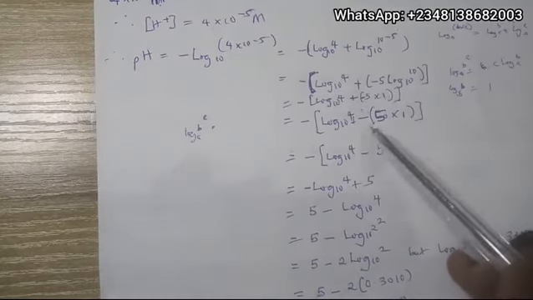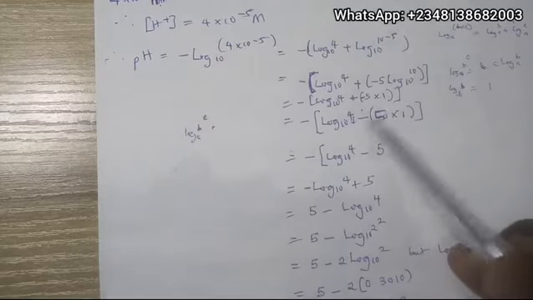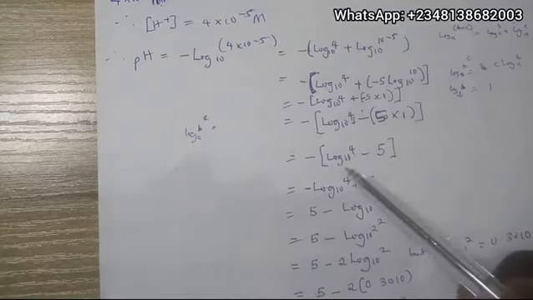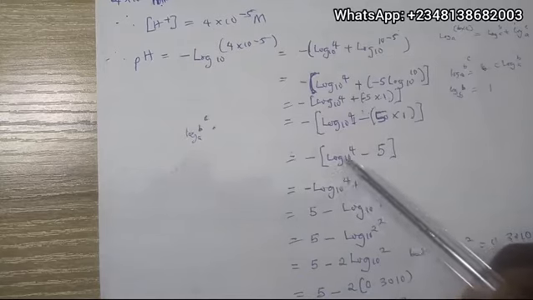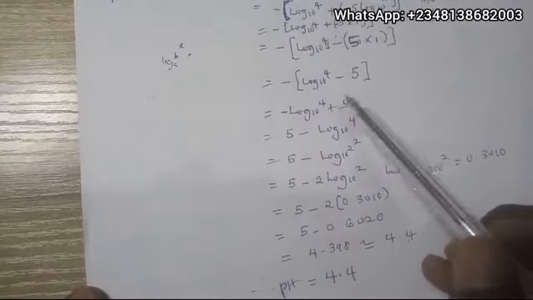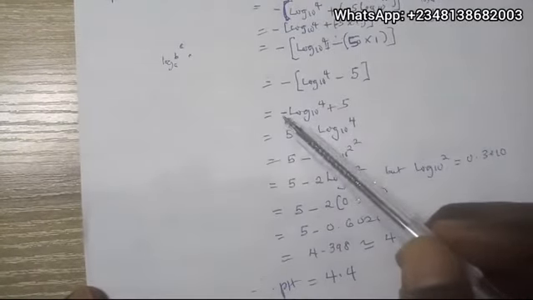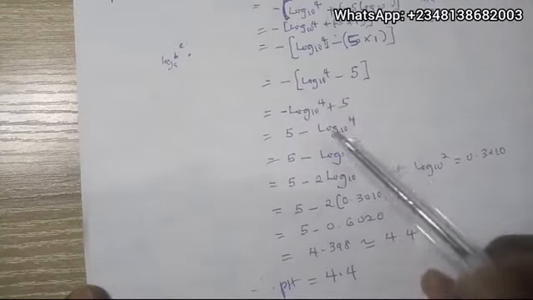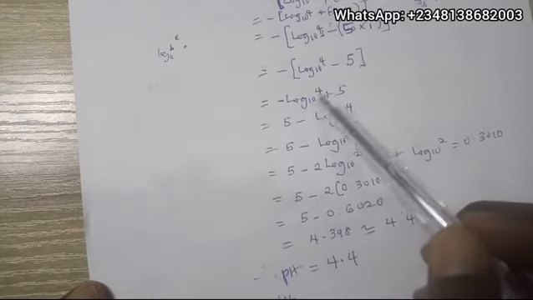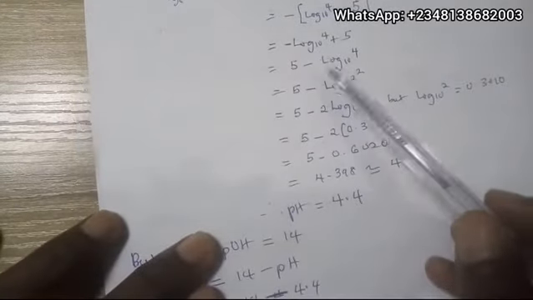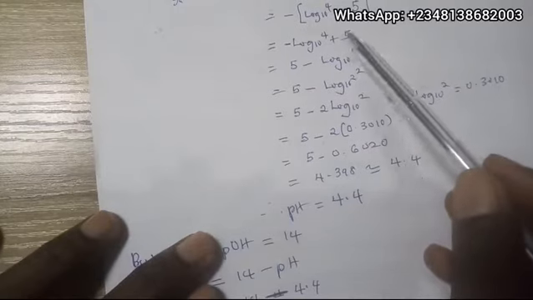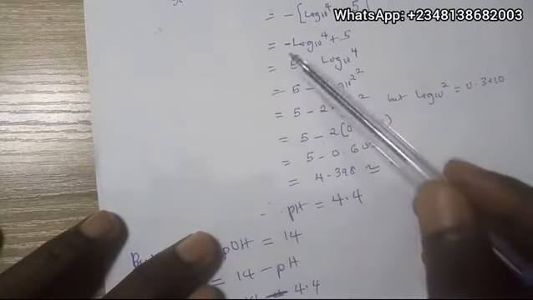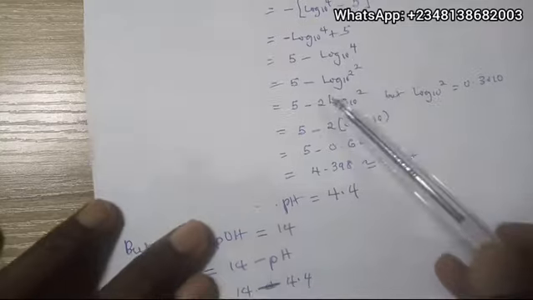We now come down again and open the bracket. If you open the bracket, you arrive at this level. The minus is outside the bracket: log 4 to base 10 minus 5. Now, if you open the bracket, this will multiply this. This will become minus, this will become plus, because minus times minus is plus. So we now have minus log 4 to base 10 plus 5. Now, you rearrange it. The 5 will come here because 5 is positive: 5 minus log 4 to base 10.